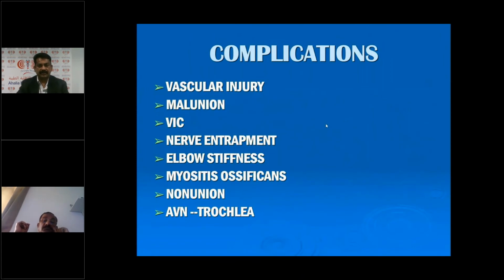Now we come to the complications of supracondylar fractures. The complications are namely vascular injury, malunion, Volkmann ischemic contracture, nerve entrapments, elbow stiffness, myositis ossificans, non-union, and AV necrosis of the trochlea. So the first four are the commoner ones, and those cause devastating complications. Elbow stiffness, myositis ossificans, non-union, and AV necrosis of the trochlea are relatively very rare.